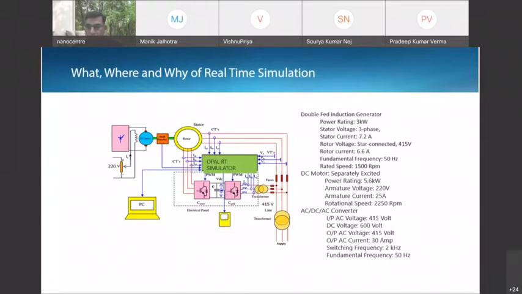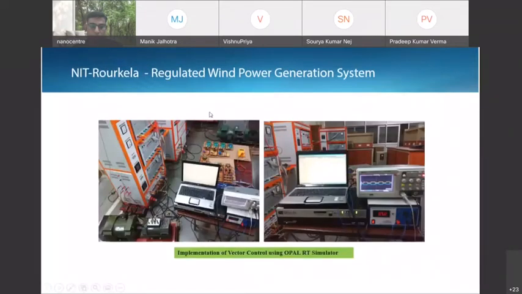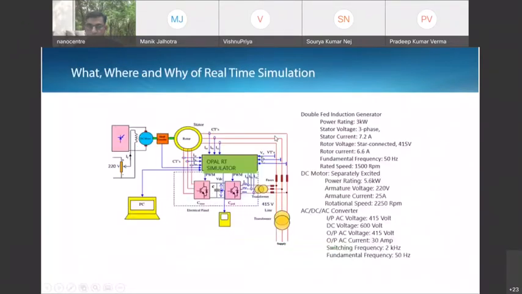As a case study, this is a schematic diagram of the hardware setup done by NIT-Rourkela. They wanted to develop a regulated wind power generation system. For this setup, we see they had their doubly-fed induction generator and DC motors, which replicated a wind turbine. And then we had back-to-back converters, AC-DC, AC converters.